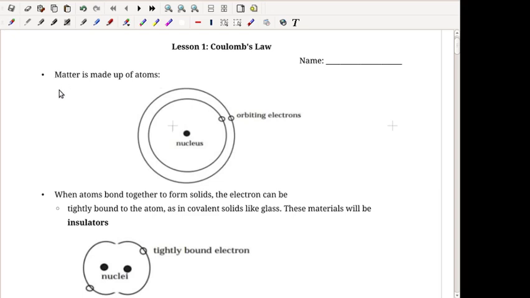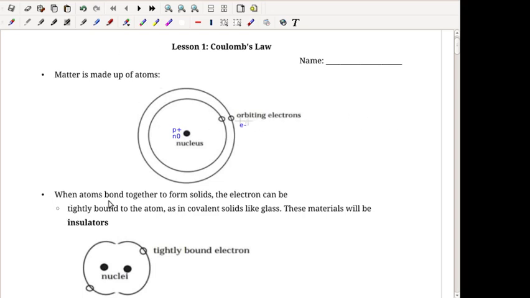We're going to start out just reviewing a little bit of what you should already know from chemistry. Matter is made up of atoms, and these atoms have a nucleus, and in the nucleus is where we find the protons, which are positively charged, and also neutrons that are zero charge. Orbiting around the outside of the nucleus, I have electrons, which are negatively charged. The protons and the neutrons in the nucleus are pretty well stuck together. They're not ever going to come apart. The electrons that are orbiting around the outside are a lot more loosely attached.